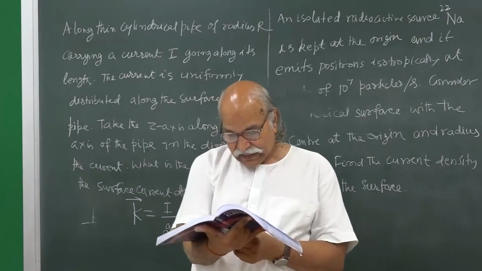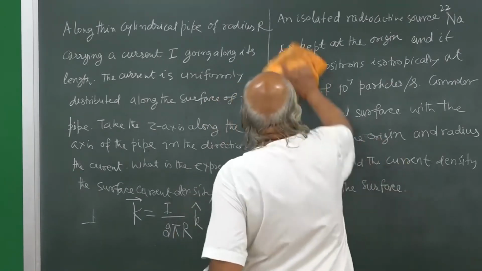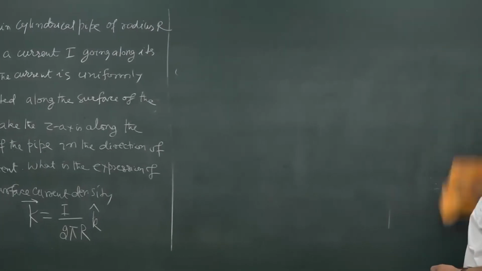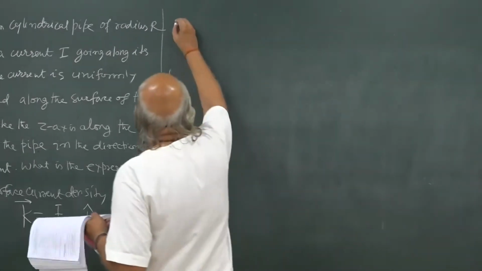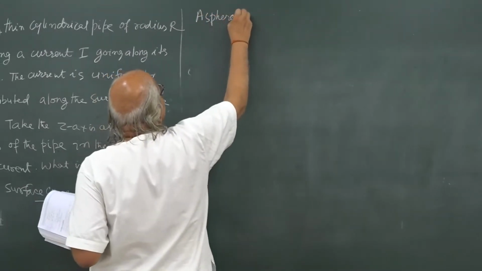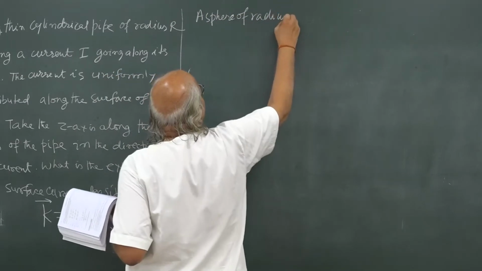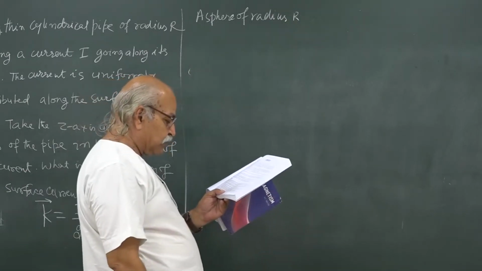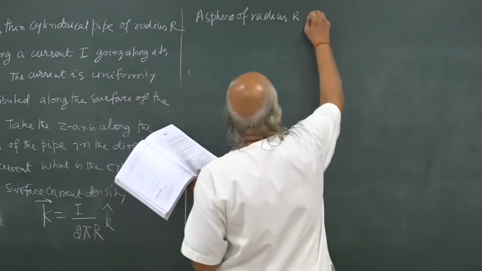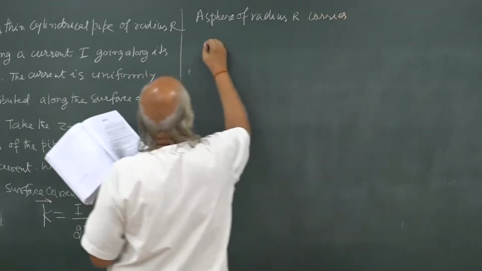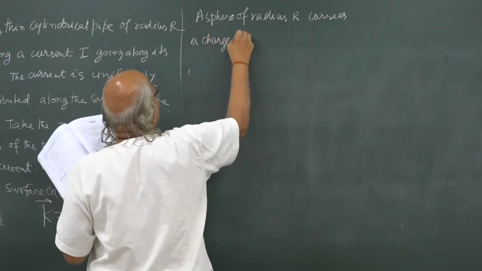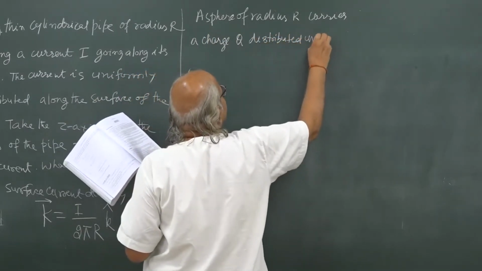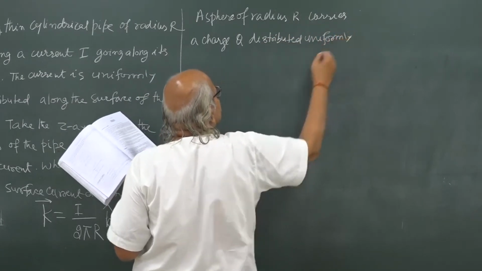Now, the next one is a sphere of radius R carries a charge capital Q uniformly distributed on its surface.